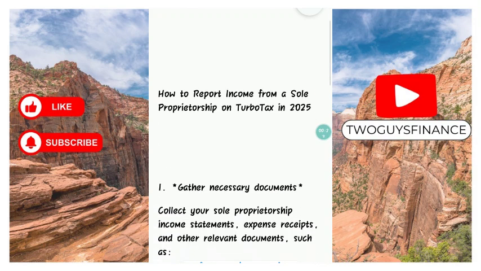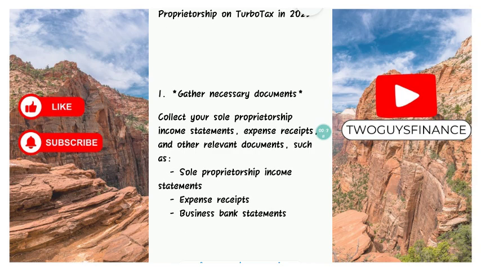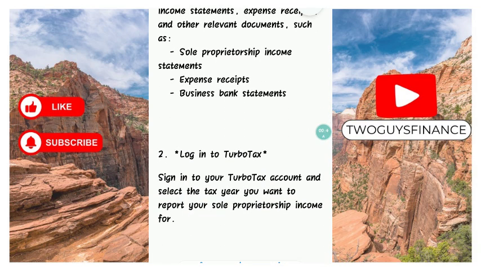Now the first step is going to be to gather necessary documents. So you want to go ahead and collect your sole proprietorship income statements or expense receipts, as well as other relevant documents such as the sole proprietorship income statements, expense receipts, and business bank statements. And once you have all those documents, next thing you're gonna do is to log into Turbotax.